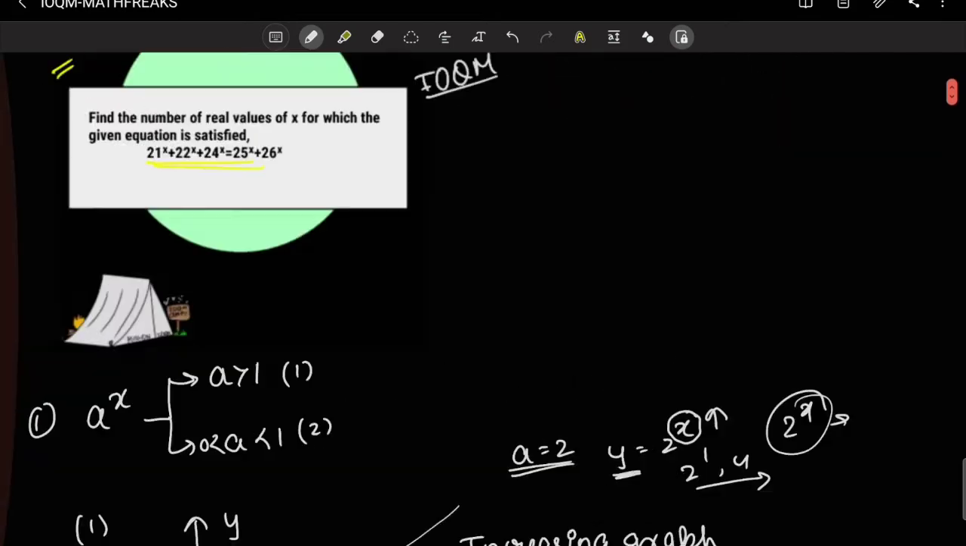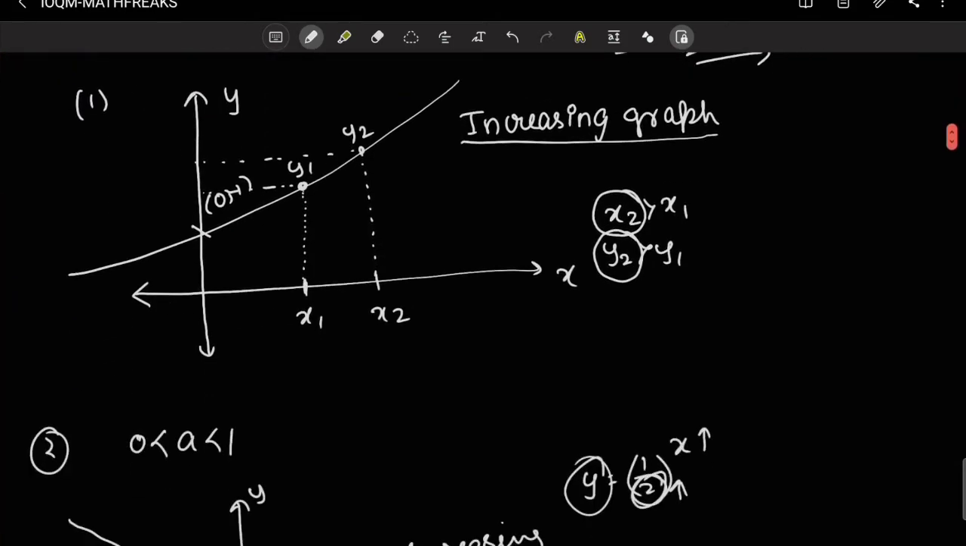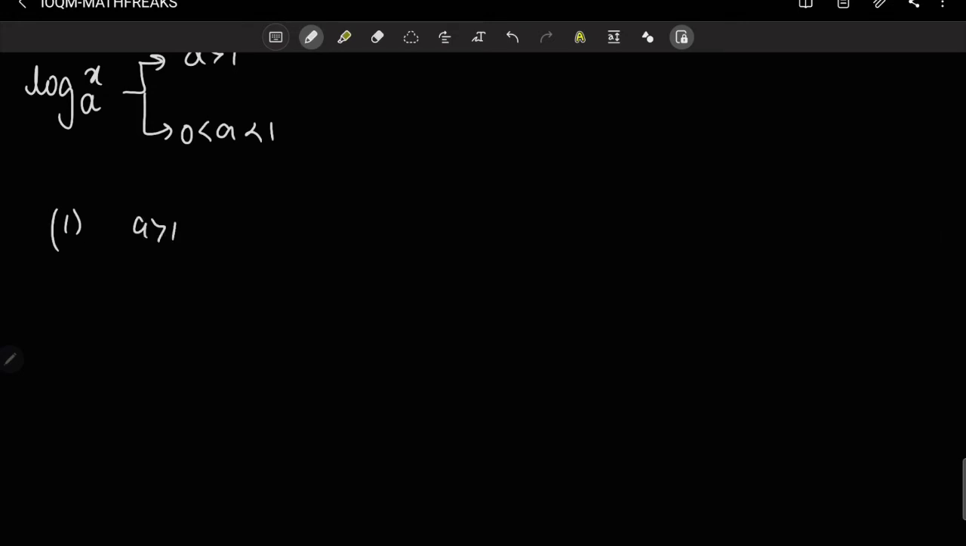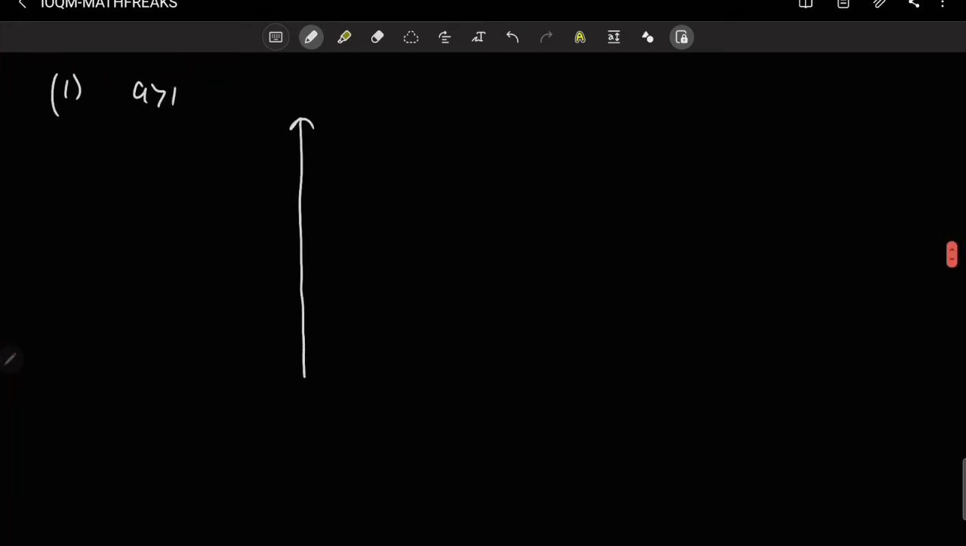So to solve this question, this idea is enough, but I want to discuss another graph that might help you, that is log base a of x. This also has two graphs, again a greater than 1 and a greater than 0 but less than 1. For the one where a is greater than 1, we have a graph that is again increasing, like this, and this cuts at 1 comma 0.